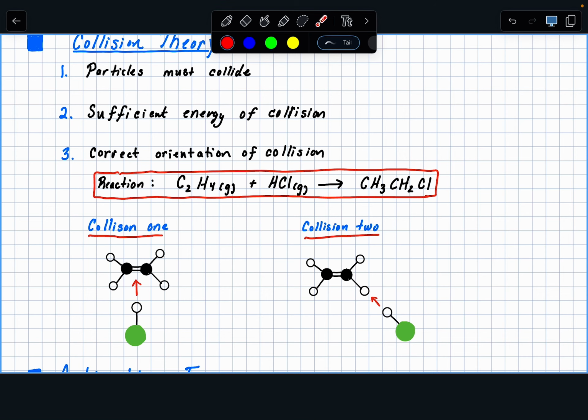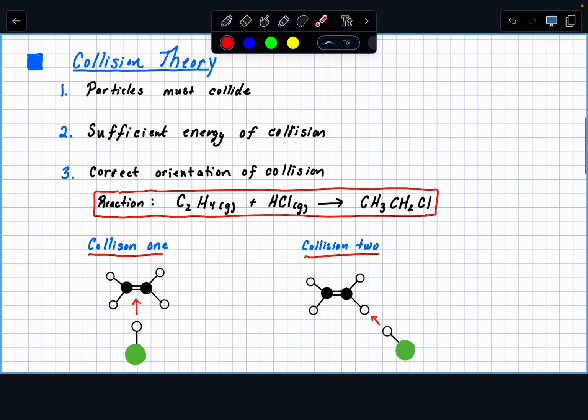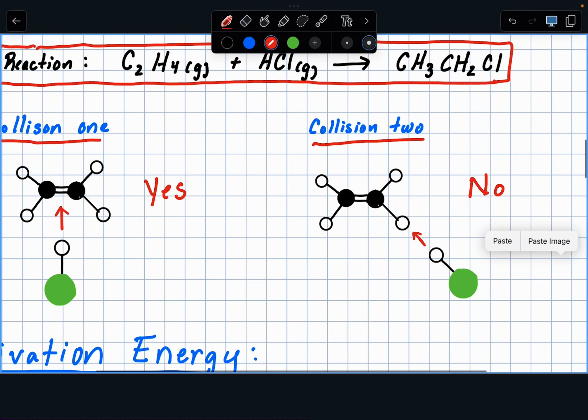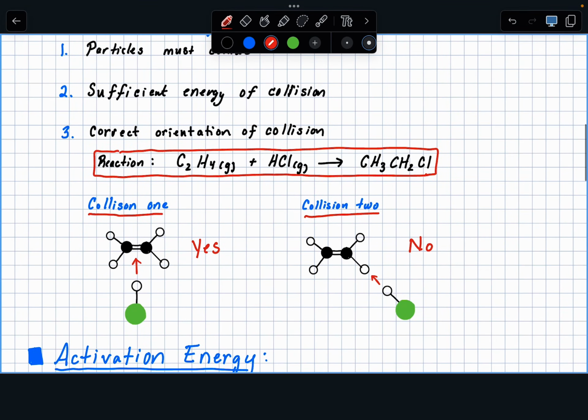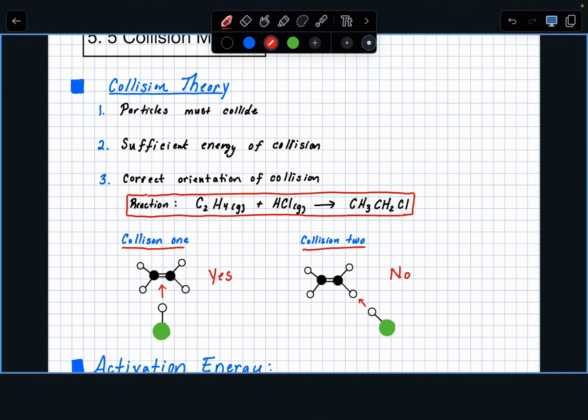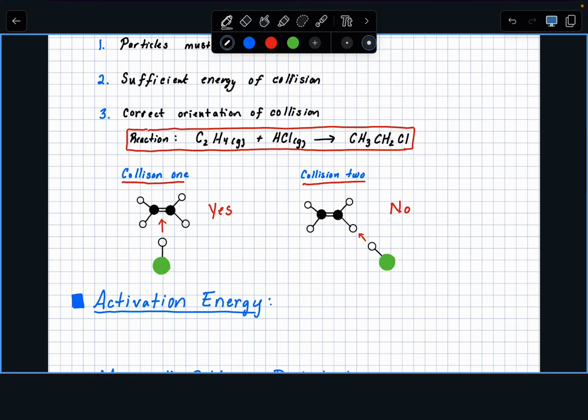And so for this drawing or example, think about which collision is going to be what's called effective, meaning they have to collide. They have to collide with the right amount of energy, which I'll talk about next, which is called activation energy. But then the collision has to have the correct orientation. And they found that the correct orientation, so I'm just going to say yes for this one. This one is a collision that will be effective. And then this one is no. So even if they collided with the sufficient amount of energy, they are not going to have the bond break in order for there to be products formed. So the last thing is if there is enough activation energy for the bond to break.